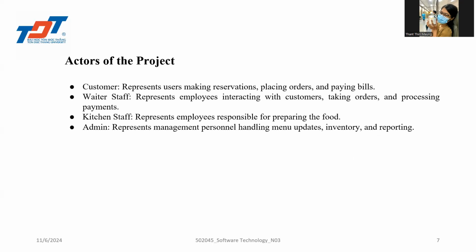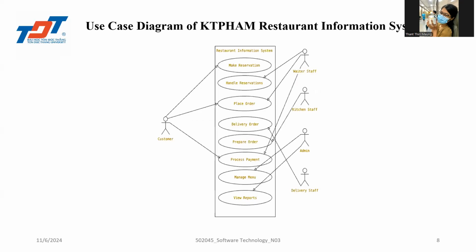First, we define the actors of our project. When we define them, we found the main actors can be four types: the customer, the waiter staff who serve the customer orders, the kitchen staff who are responsible for the preparation of food, and the admin who manages the menu updates and sees the reports and reservations. So we define the four actors, and then by defining them, we make the use case.